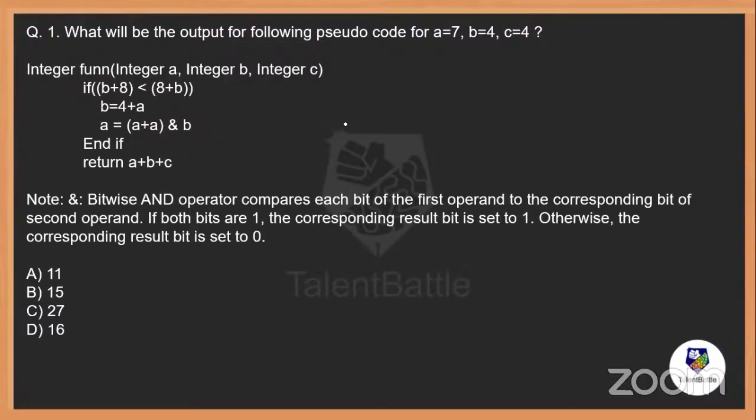Now, if you see the pseudocode provided, there is a function which accepts 3 integer parameters, A, B, C. In the body of the function, an if block checks the condition B + 8 < 8 + B. There are 2 statements written under the if block. In pseudocode questions, it is very important to understand the position of the statements. These 2 statements are written inside the if block, meaning if this condition is true, then and only then will these 2 lines execute and the values of B and A get modified. Got my point?